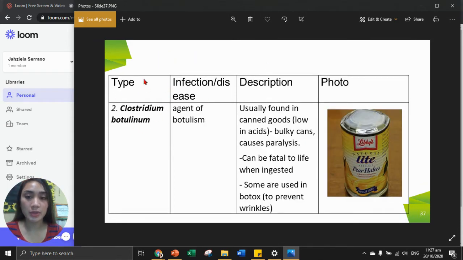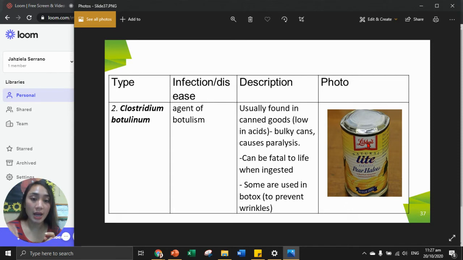So, next is Clostridium botulinum. This is very important in food safety. So bakit? Kasi it's an agent of botulism. So this prokaryotic bacteria, it's usually found in canned goods na mababa yung acid. So kung mapapansin niyo sa picture, usually this affects canned fruits. Pag yun sa loob, kung mapapansin niyo, 'di ba, sa fruit cocktail, meron liquid sa loob.